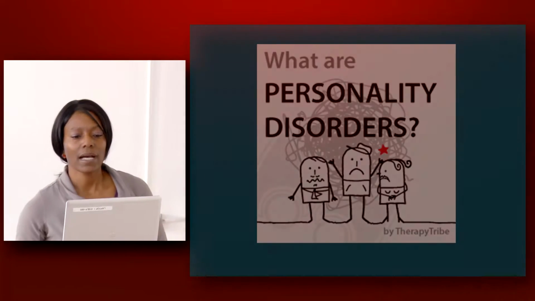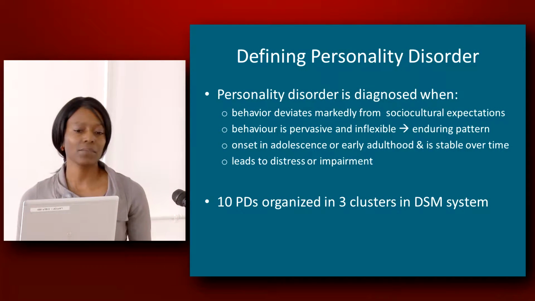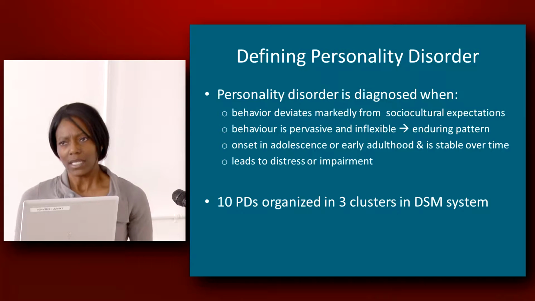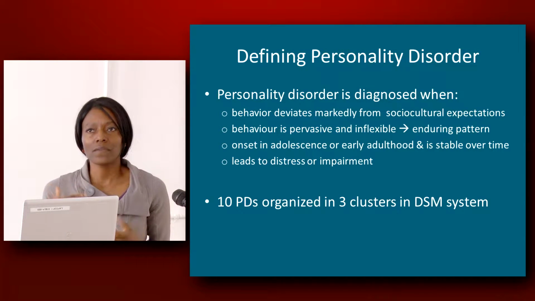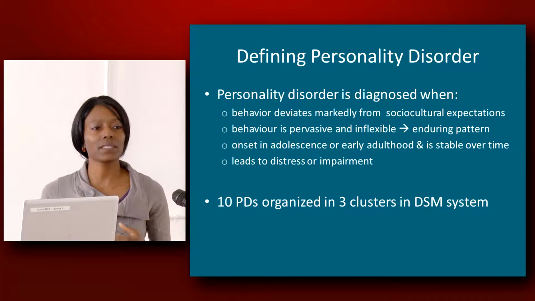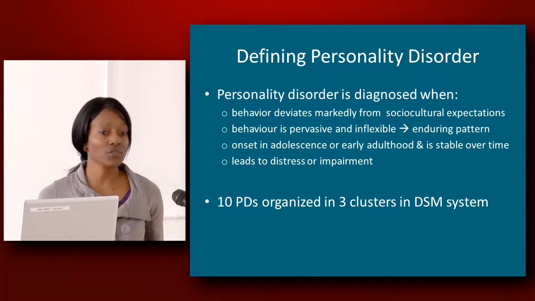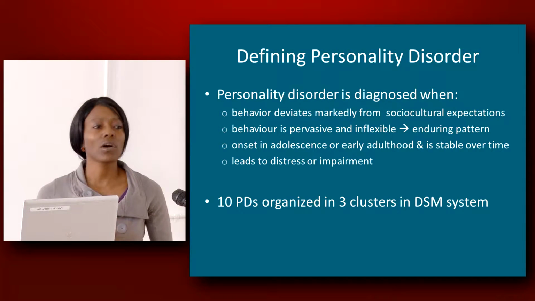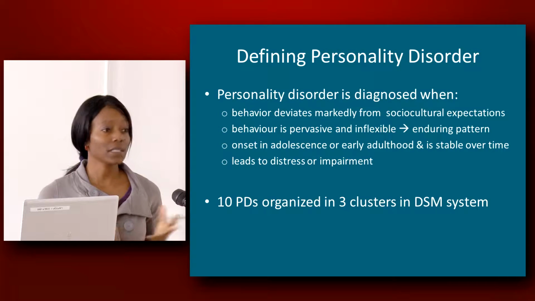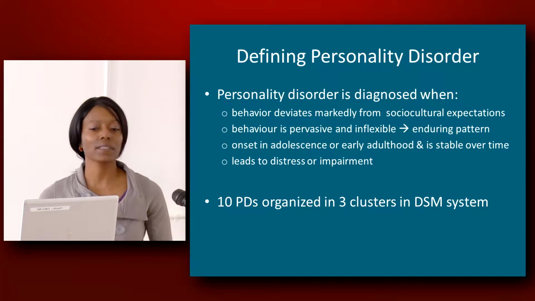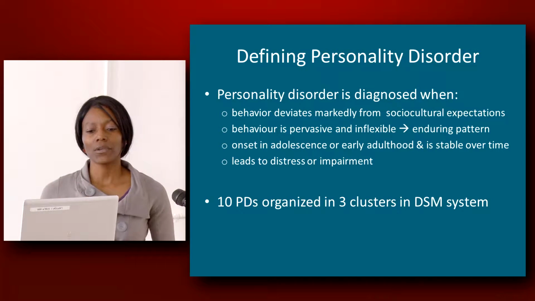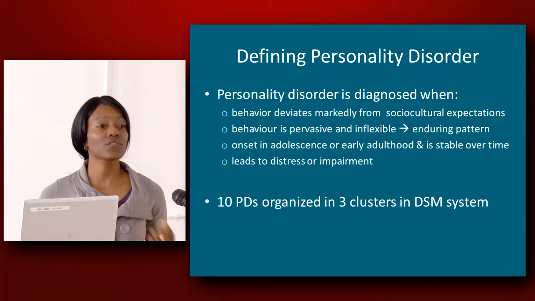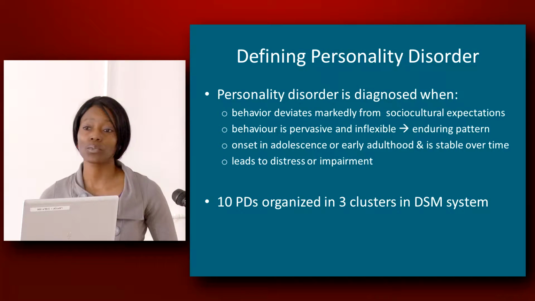Generally speaking, the DSM defines personality disorders as an enduring pattern of interacting and behaving that deviates quite significantly from social and cultural norms. The behavior tends to be very pervasive and inflexible, and it's present fairly early on in life, as early as adolescence or young adulthood. These personality traits tend to solidify over time and lead to significant distress and impairment in terms of their interpersonal lives.